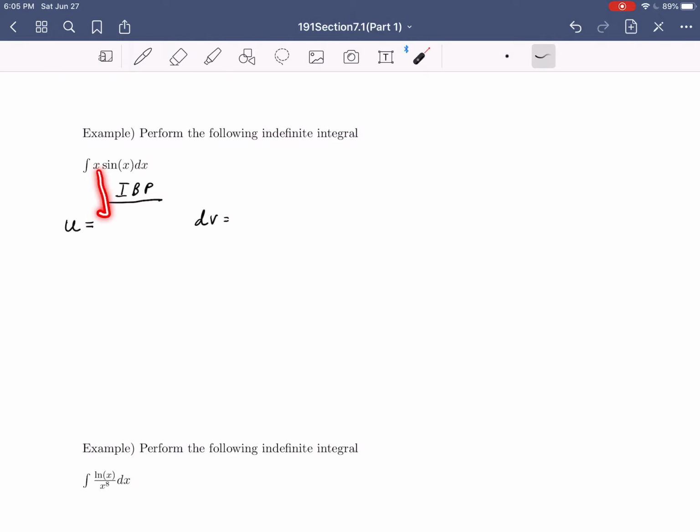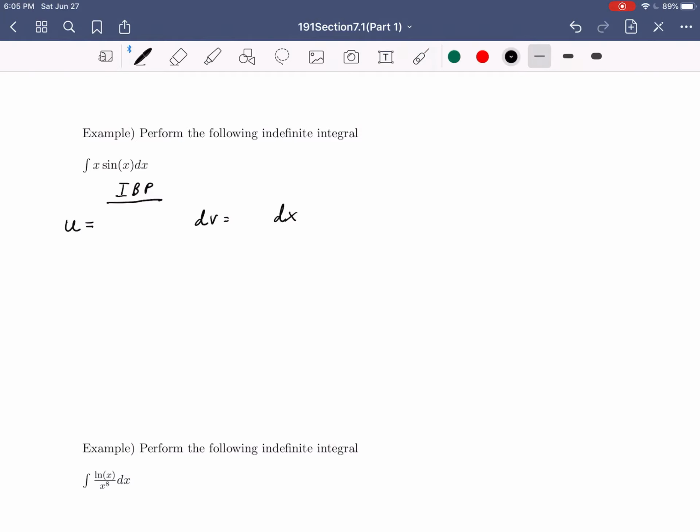We can put the x as u and the sine x as dv, or we could put the sine x as u and the x as dv. Now, we're always going to stick the dx onto the dv. That's just sort of notational. So we know that this one's going to have a dx there. Okay, how do we make that selection?